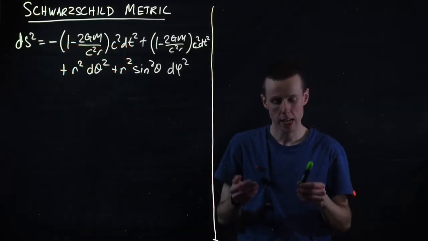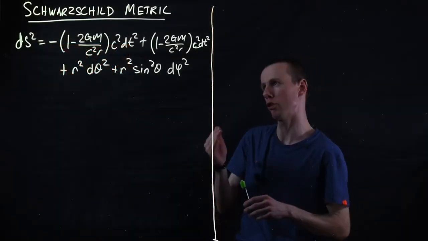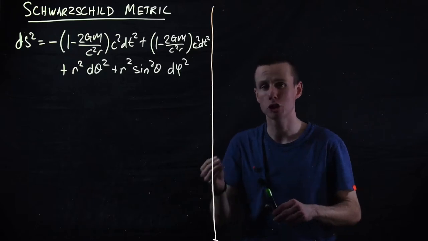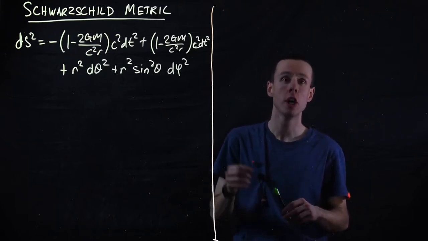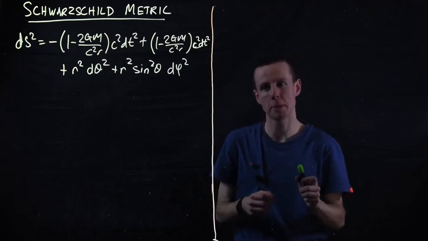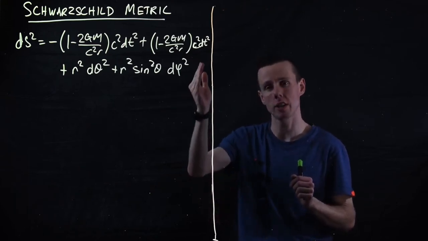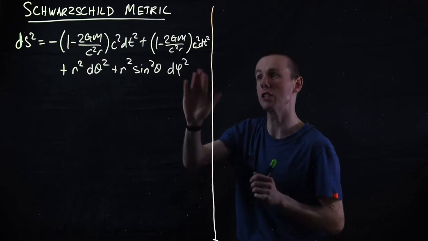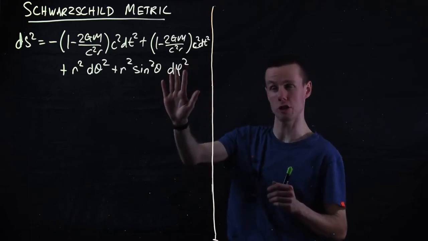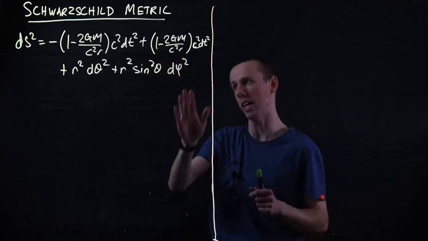Hi everyone, so in the last video we began to look at the Schwarzschild metric, which is the solution of the vacuum field equations for the gravitational field, so to speak, generated by a static, spherically symmetric mass. And we found, well, we didn't find it, I simply stated that this is the answer. So this is the solution of Einstein's field equations in that case.